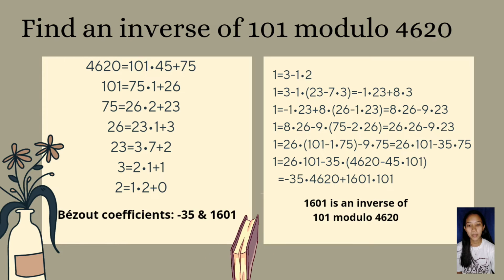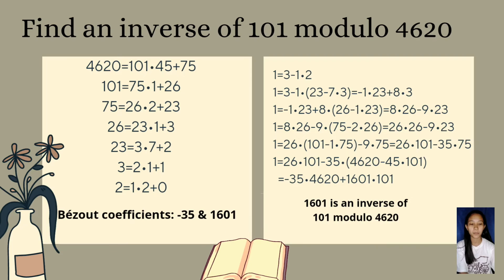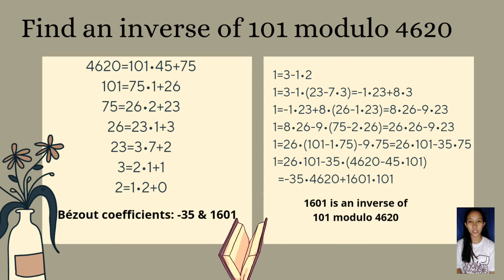Tapos, yung next, nagkaroon naman tayo ng 26 is equals to 23 times 1 plus 3. And the next one is 23 is equals to 3 times 7 plus 2. And 3 is equals to 2 times 1 plus 1. And then 2 is equals to 1 times 2 plus 0 kasi wala na siyang remainder. We will now proceed to the back substitution.